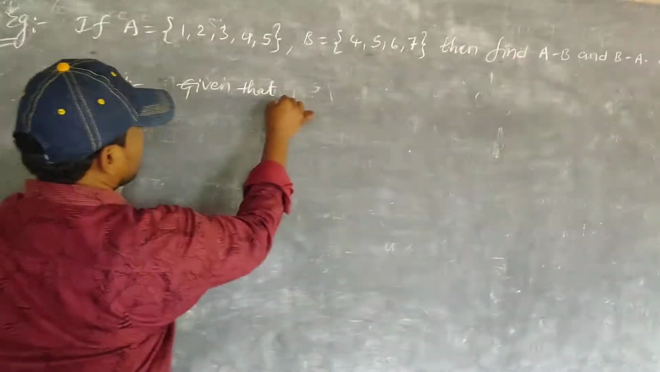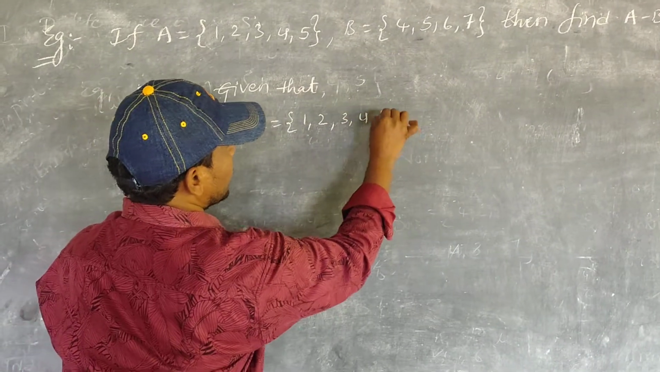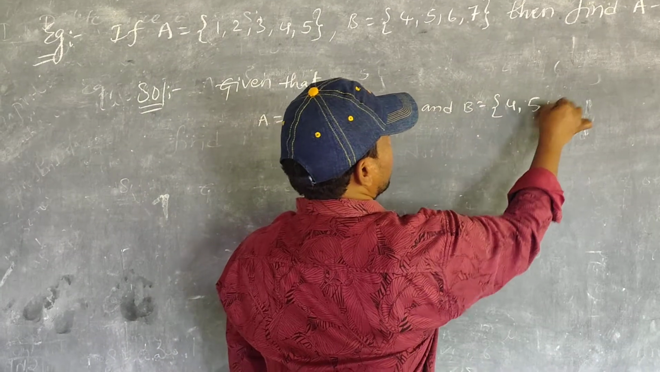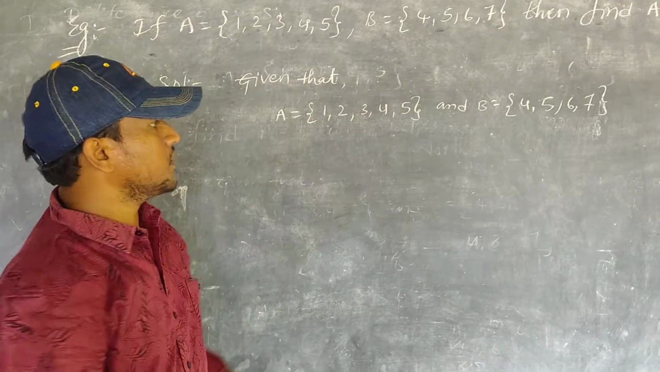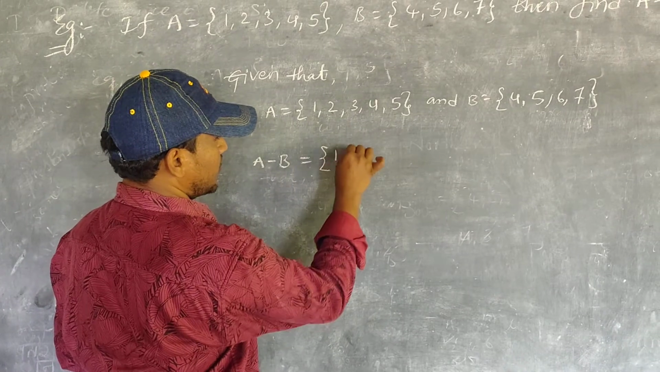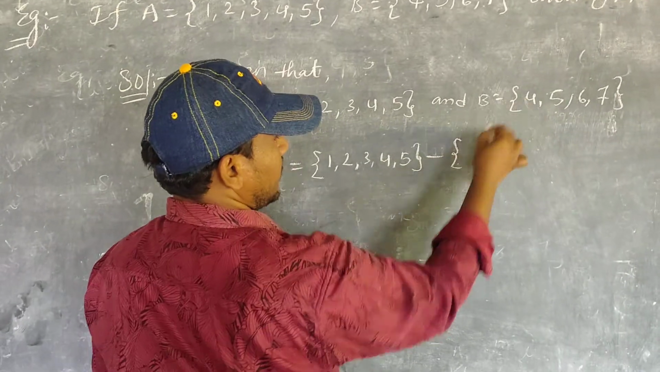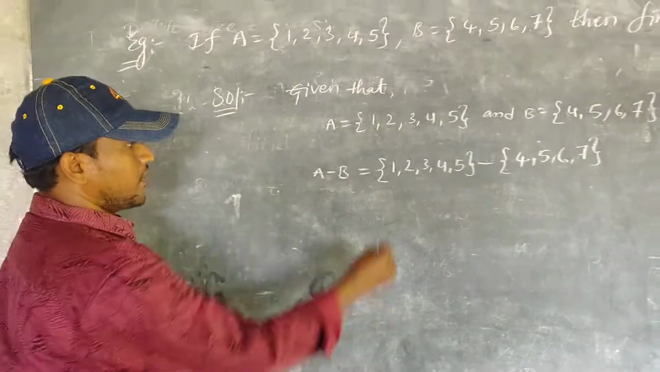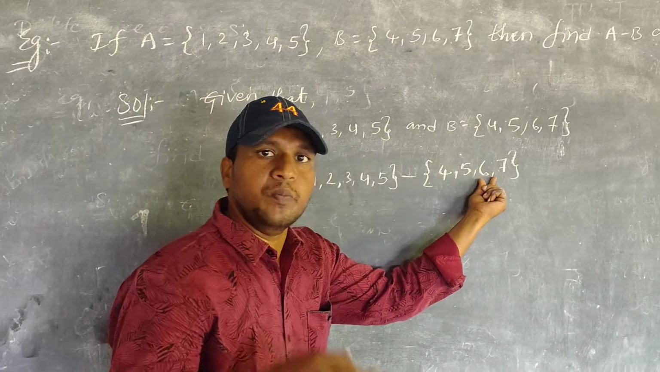Given that A is equal to {1, 2, 3, 4, 5} and B is equal to {4, 5, 6, 7}. Two sets are given. Then find, first of all, A minus B. Set A is {1, 2, 3, 4, 5} minus set B {4, 5, 6, 7}. Then find out only the elements which belong to A but do not belong to B.